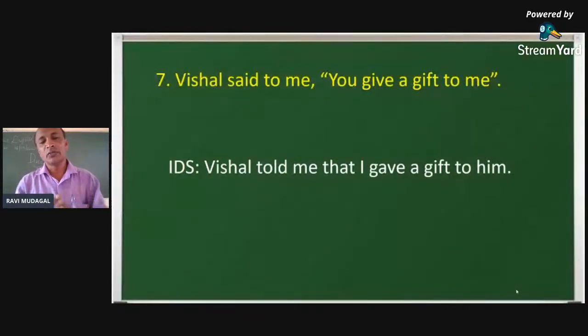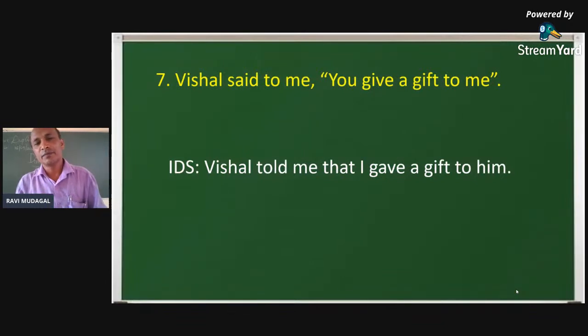See, when it comes to indirect speech, Vishal told me that instead of you, we have used I. Instead of me, we have used him. Me belongs to Vishal, you belongs to me. So we have to change from there. Like this, we have to change from direct speech to indirect speech.